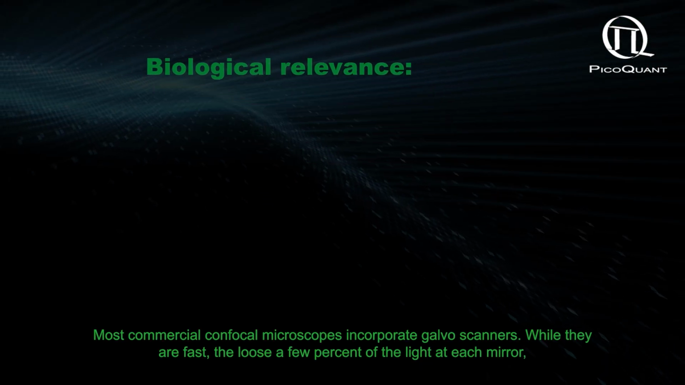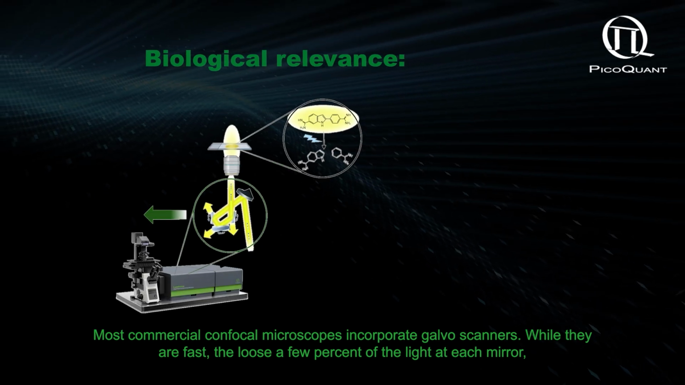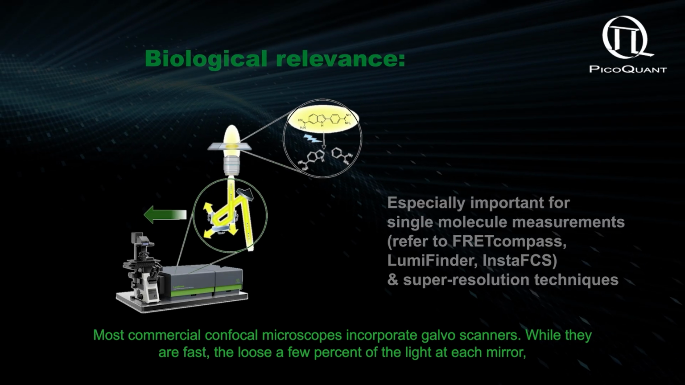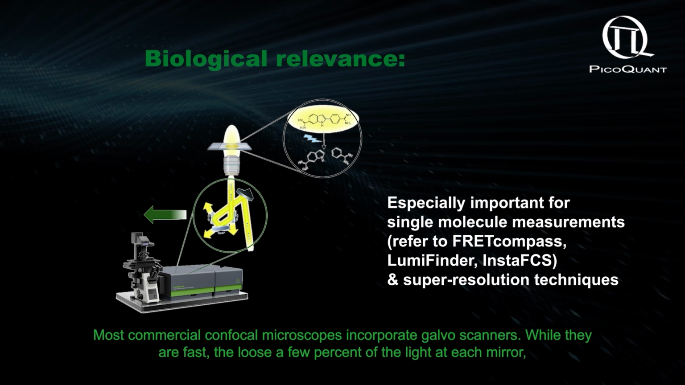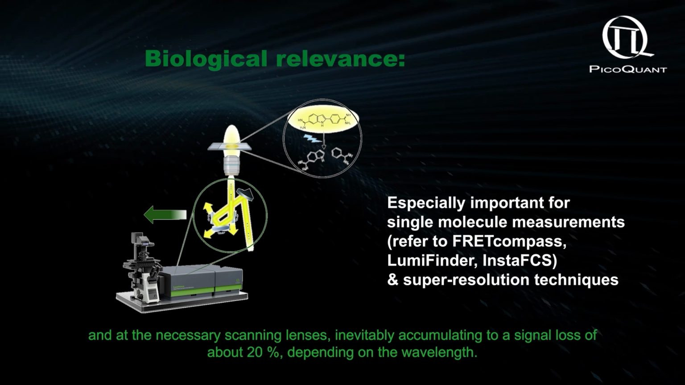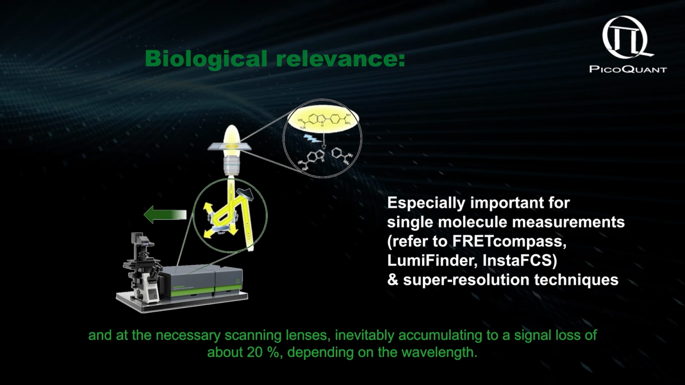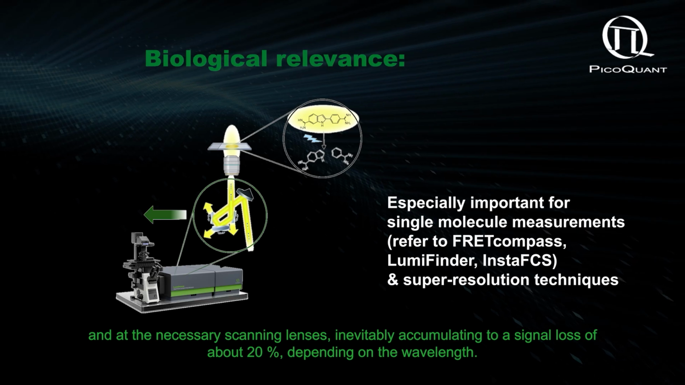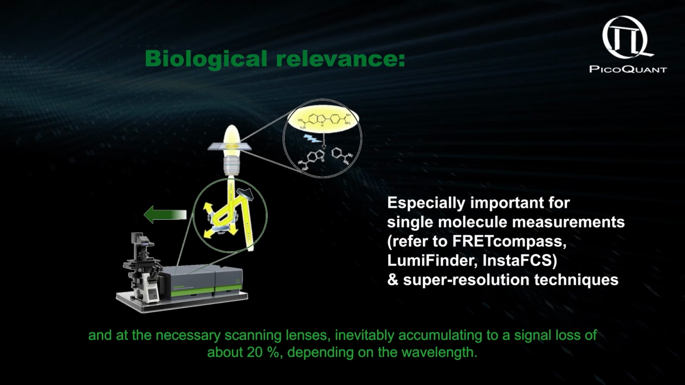Most commercial confocal microscopes incorporate Galvo scanners. While they are fast, they lose a few percent of the light at each mirror and at the necessary scanning lenses, inevitably accumulating to a signal loss of about 20% depending on the wavelength.